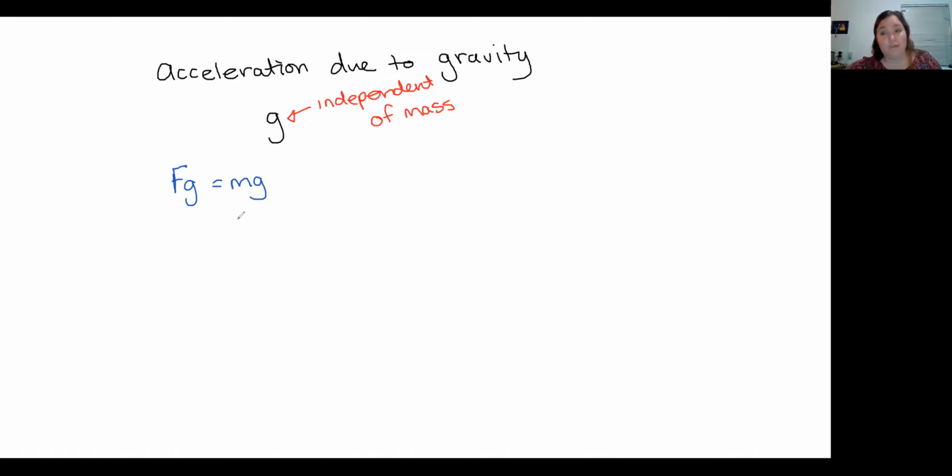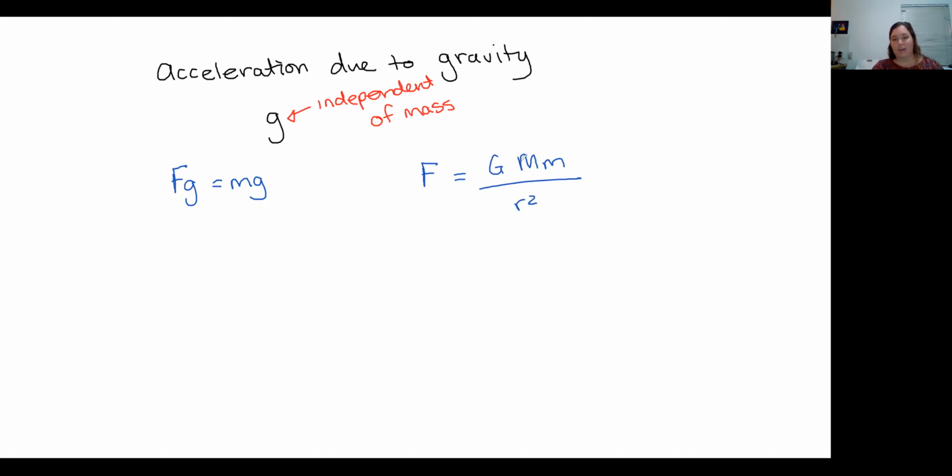In fact, even if we start going to high mountains, it becomes a little bit less. Not so much so that we don't use 9.8, but it isn't exactly the same value that it would be at sea level. So I'm going to combine two different equations together. So Fg is equal to mg, and then the second equation that I'm going to use here is F is equal to G m1 m2 over r squared.